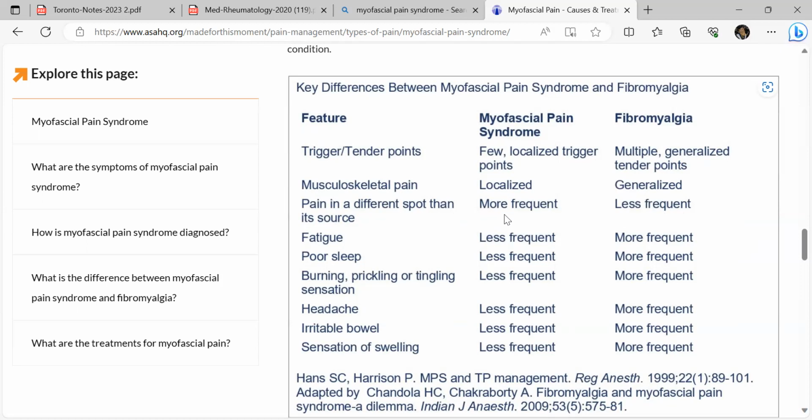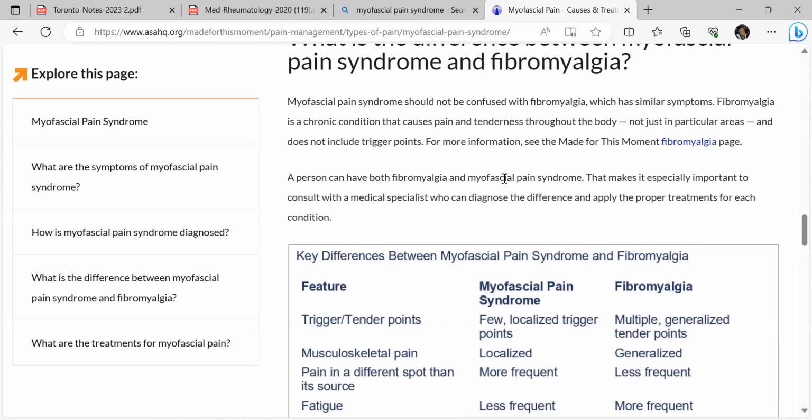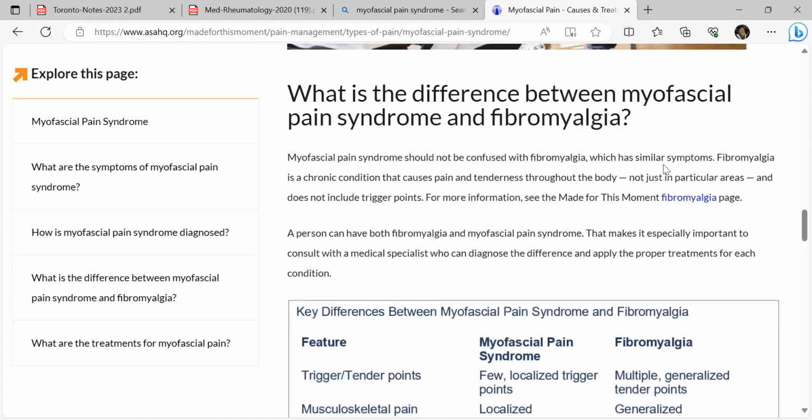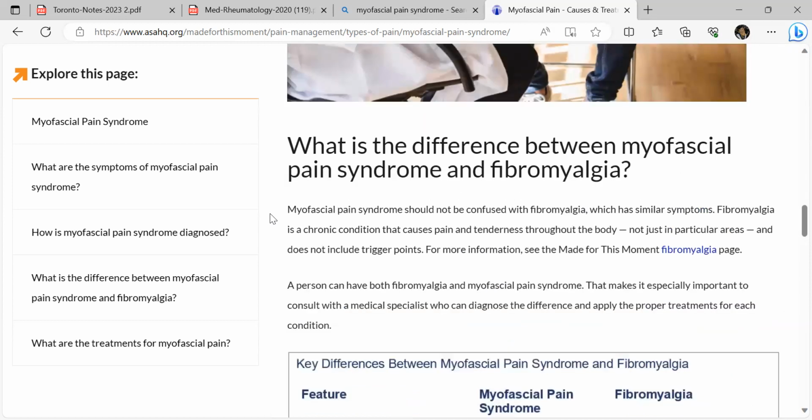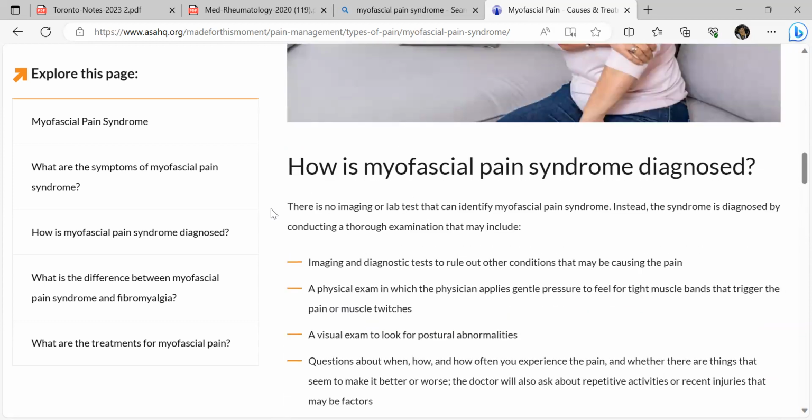Pain in a different spot than its source: the source of pain is here, and I'm having the pain there. That's more common in myofascial pain because it's skeletal muscle pain, caused by the inflammation of the fascia covering the skeletal muscle. So this is the difference. Fibromyalgia should not be confused with this, which has similar symptoms. It's a chronic condition that causes pain and tenderness throughout the body, not just a particular area, and does not include trigger points.